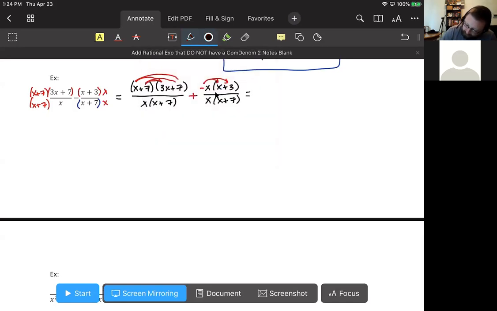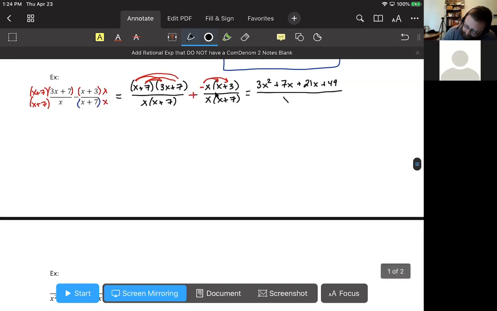So that would give me x times 3x is 3x squared, x times 7 is 7x, 7 times 3x is 21x, 7 times 7 is 49. Leave the denominator alone. Plus, negative x times x is negative x squared. Negative x times 3x is negative 3x over x times x plus 7.